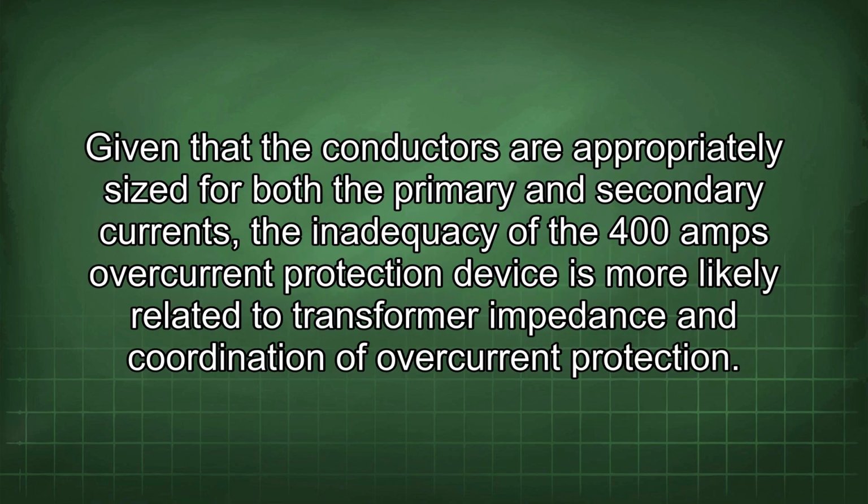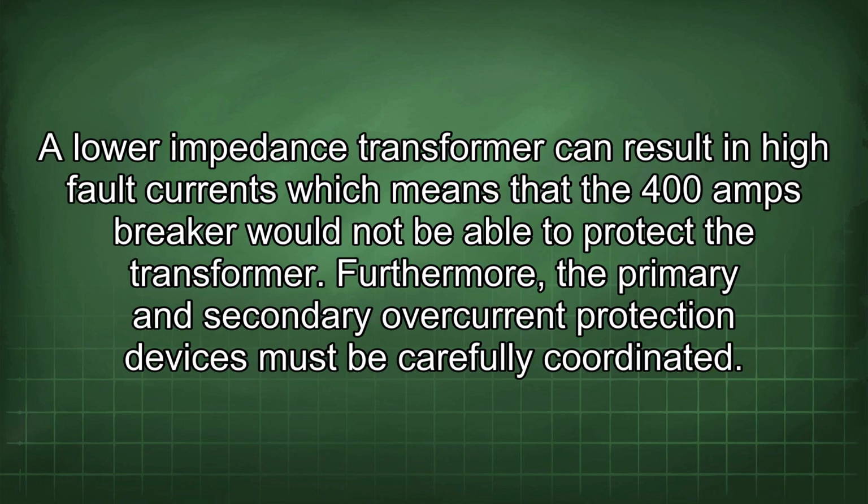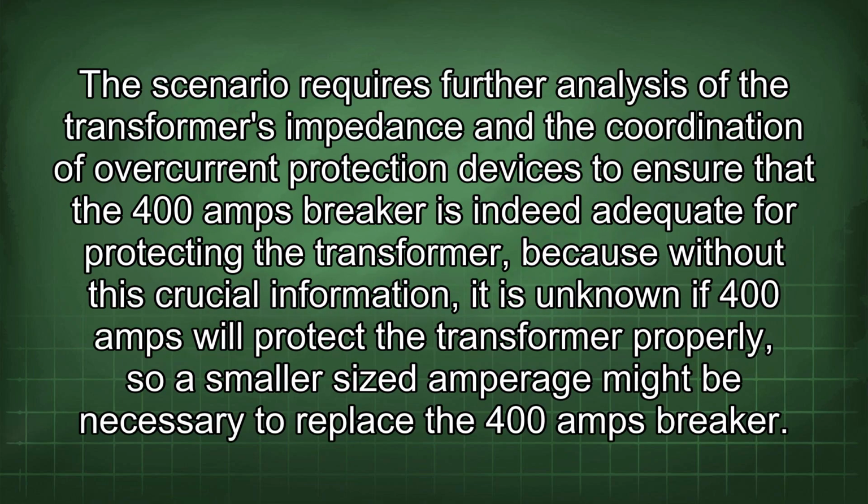Given that the conductors are appropriately sized for both the primary and secondary currents, the inadequacy of the 400 amps overcurrent protection device is more likely related to transformer impedance and coordination of overcurrent protection. A lower impedance transformer can result in high fault currents, which means that the 400 amps breaker would not be able to protect the transformer. Furthermore, the primary and secondary overcurrent protection devices must be carefully coordinated. This scenario requires further analysis of the transformer's impedance and the coordination of overcurrent protection devices to ensure that the 400 amps breaker is indeed adequate for protecting the transformer, because without this crucial information, it is unknown if 400 amps will protect the transformer properly.